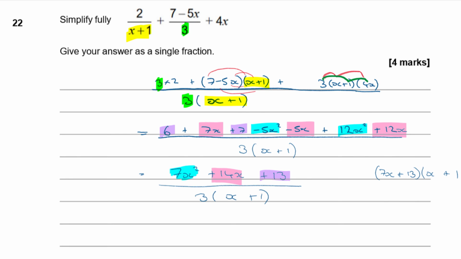Does it factorize the other way around? If I put the 13 on this side, then I've got 7 times 13. That's like loads, isn't it? It's not going to come to 14x in the middle. Either way, it doesn't factorize, so I'm not going to be able to cancel it out with that x plus 1.